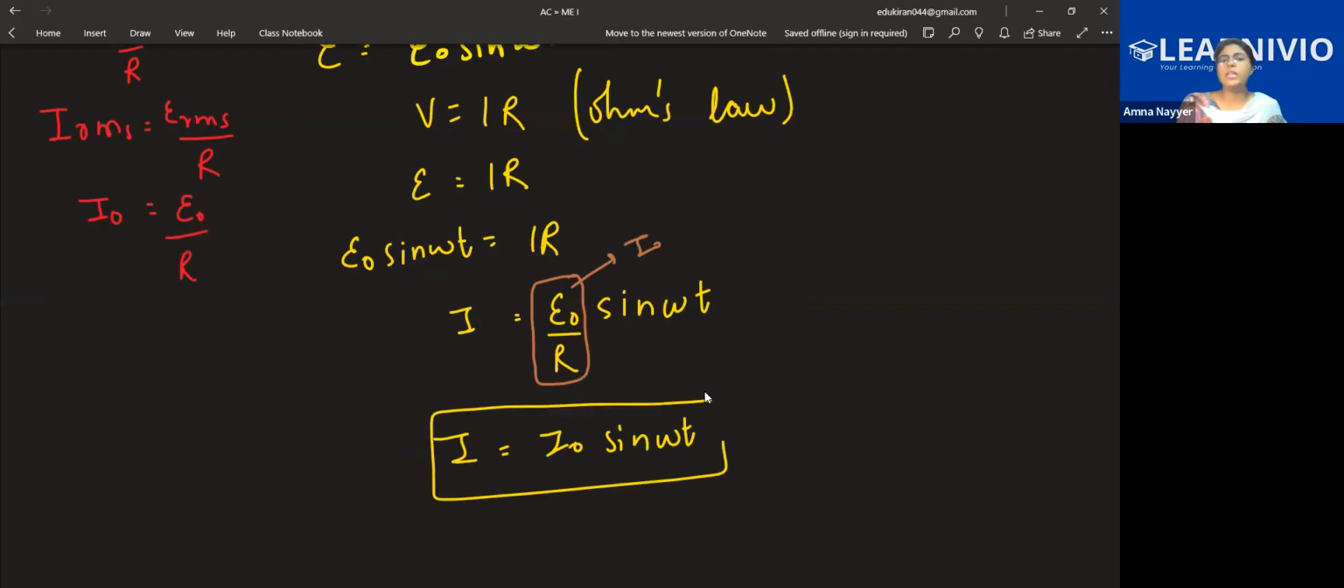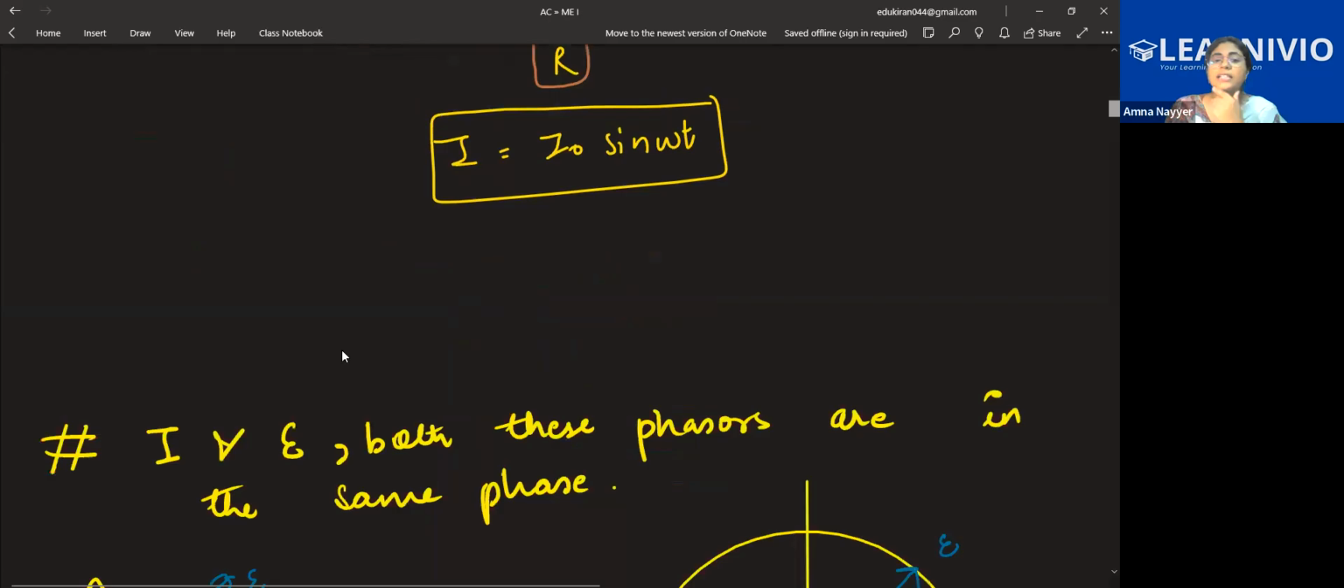E is equal to E naught sine omega t. I is equal to I naught sine omega t. Will there be any difference in the phases? Nothing. Both are exactly in the same phase.